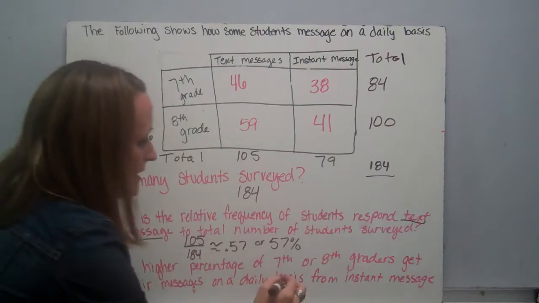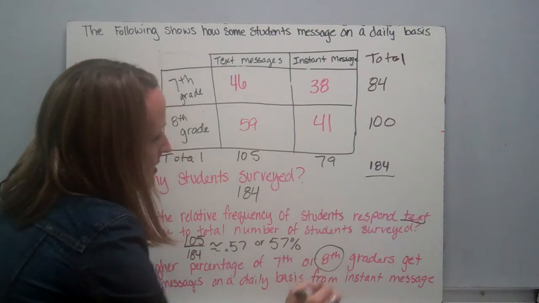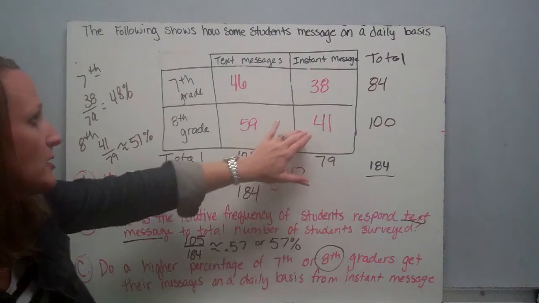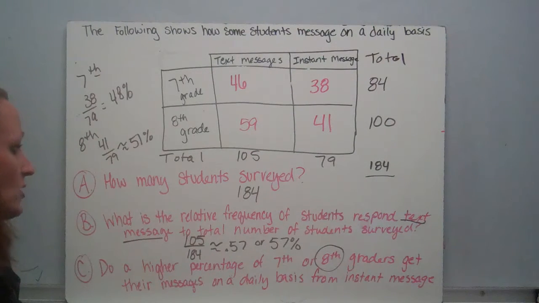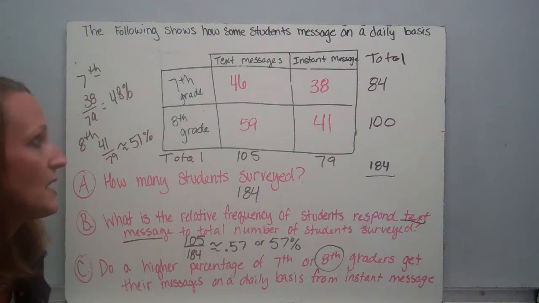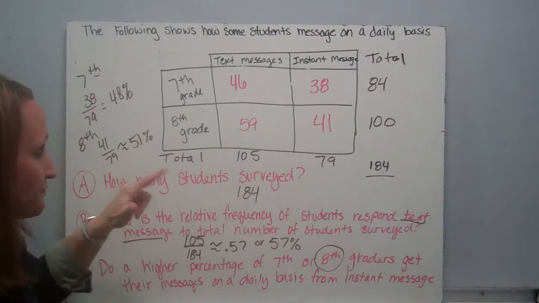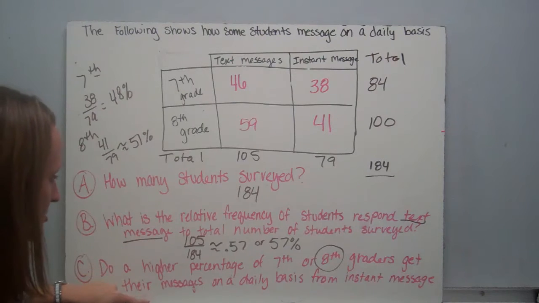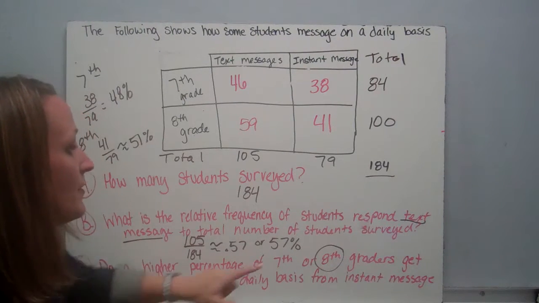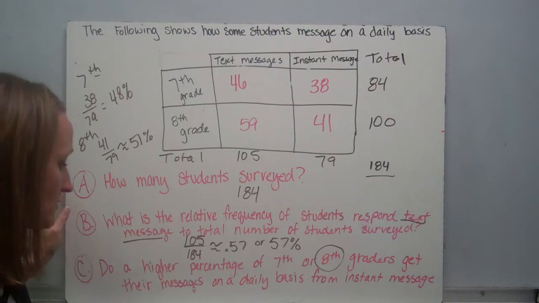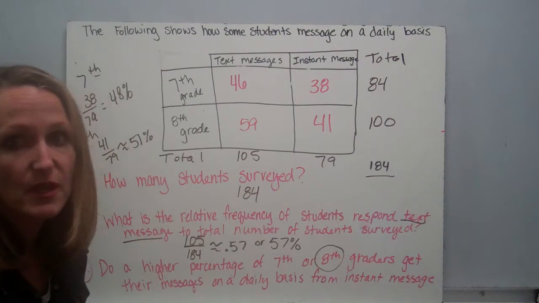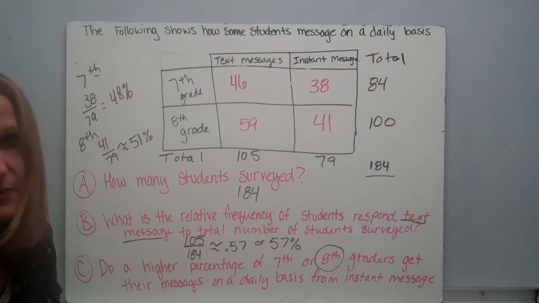So our answer down here would be 8th grade. And you probably could have just looked at this and said, well, there's more 8th graders, so it should be 8th graders. But you want to figure it out for certain. And it was asking for a percentage, so you do need to double check. The students with the higher percentage were 8th graders. So that's how you construct and use a two-way table. They do come in handy sometimes.